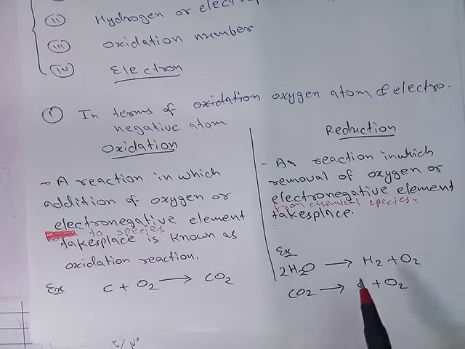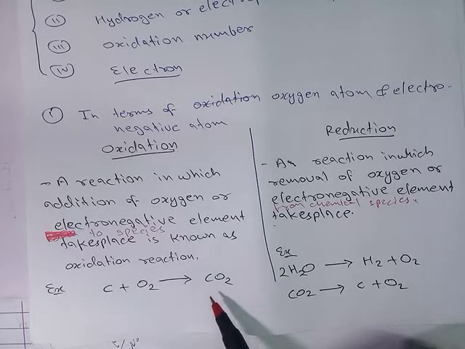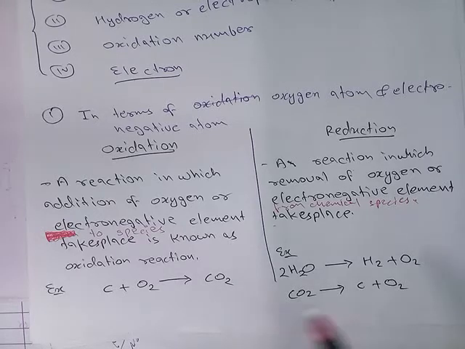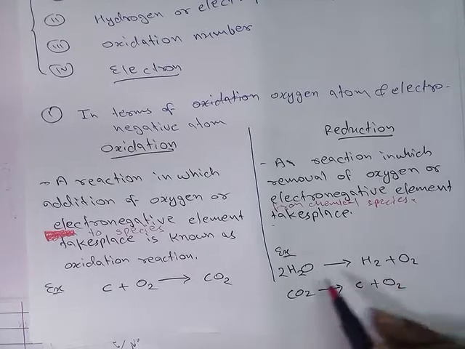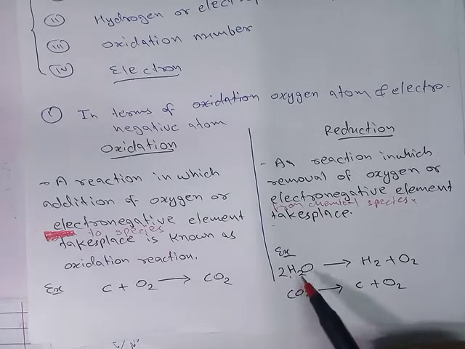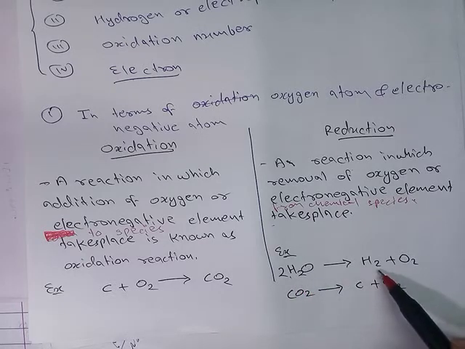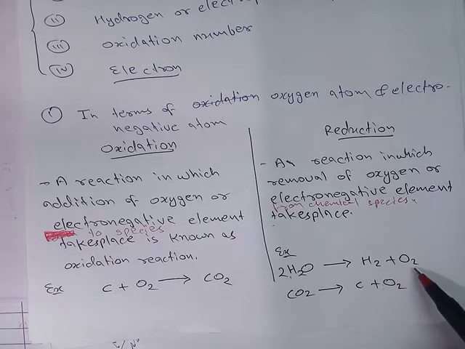Some examples of oxidation and reduction reactions: C + O2, the combustion of carbon, is an example of an oxidation reaction, and the conversion of water into hydrogen and oxygen. Here oxygen is removed from the hydrogen atom. In the reactant, the oxygen atom is combined with hydrogen, but in the product the hydrogen atoms are single, in elemental form, and oxygen is also in elemental form.